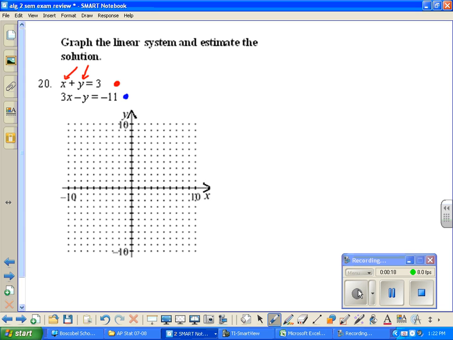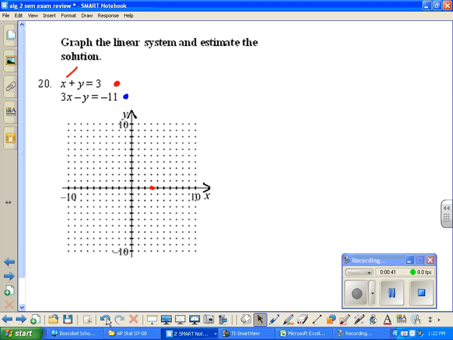Well, in order to figure out my intercepts, I cover up the opposite variable. So if I want to find the x-intercept, I cover up the y. So if I cover up the y, I end up with x equals 3. So that means I can put in an intercept at x equals 3 right here.